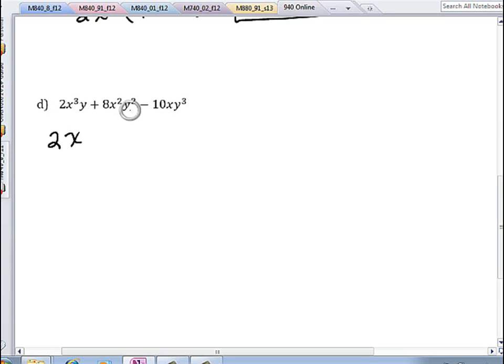And then we have y, y squared, and y cubed, so we can also factor out a y. And 2x cubed y divided by 2xy is going to be x squared. And 8x squared y squared divided by 2xy is going to be plus 4xy. And then negative 10xy cubed is going to be minus 5. And then the x's cancel when you do that division, and then y cubed divided by y is y squared.